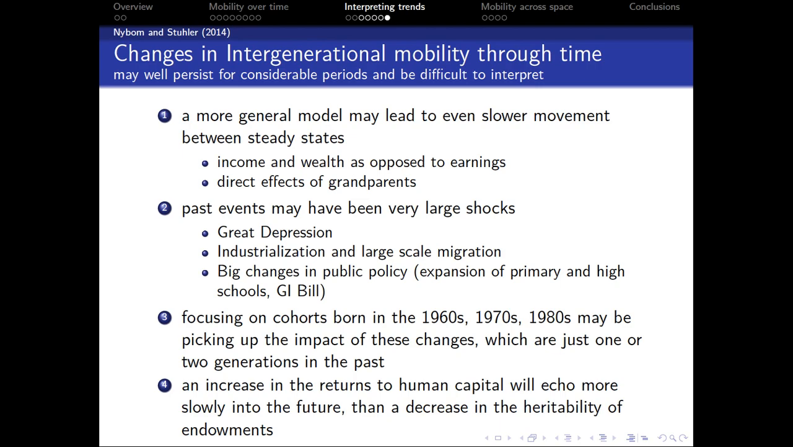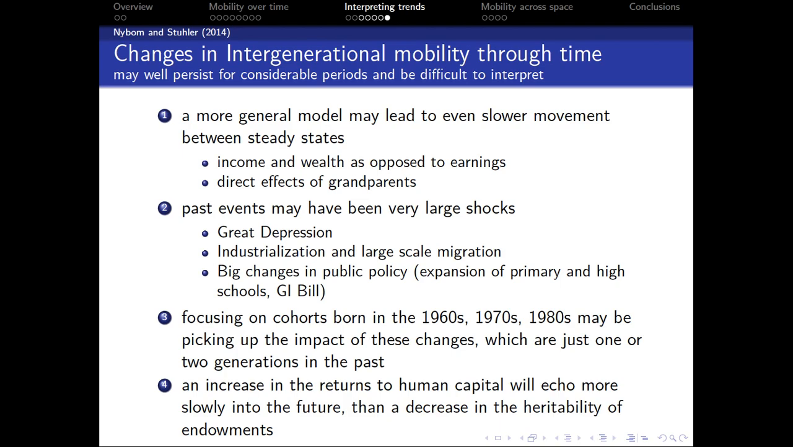So just looking at cohorts born in the 60s, 70s, or 80s, looking at them for a relatively short period of time may not be picking up all of the dynamics, and what we may be seeing in that generation may be the results of policies decades and decades earlier in their grandparents' time. And also, if we want to focus on inequality to the extent to which that is proxied by the returns to education, it's going to work its way through more slowly across successive generations rather than immediately in the way that simple comparisons of the Great Gatsby curve might lead us to suggest. And more slowly than changes associated with the heritability of endowments.